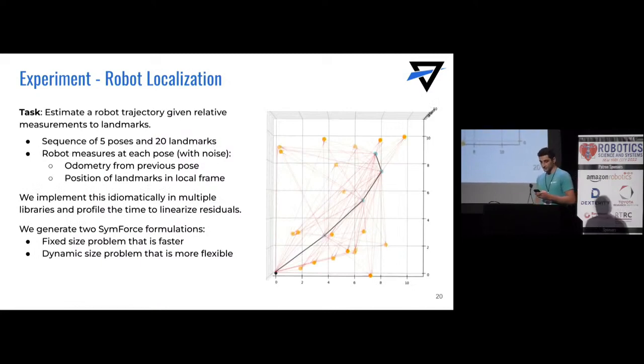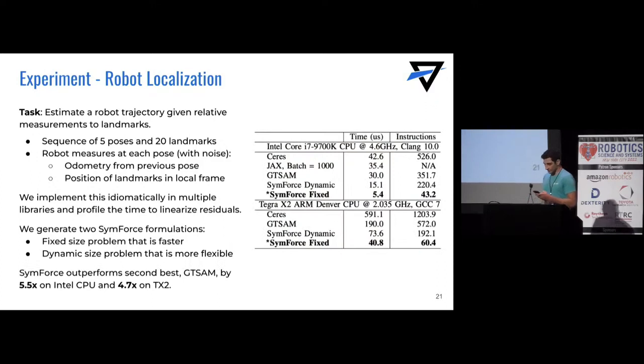Next, we measure the linearization time of a robot localization problem with 5 poses and 20 landmarks, implemented idiomatically in SymForce, GTSAM, Ceres, and JAX. We generate 2 SymForce formulations, a fixed size problem that is faster and a dynamic size problem that is more flexible. SymForce fixed outperforms the best non-SymForce result, GTSAM, by about 5x on both Intel and Tegra platforms. SymForce dynamic outperforms by about 2x.